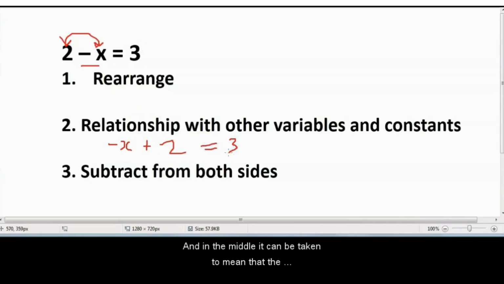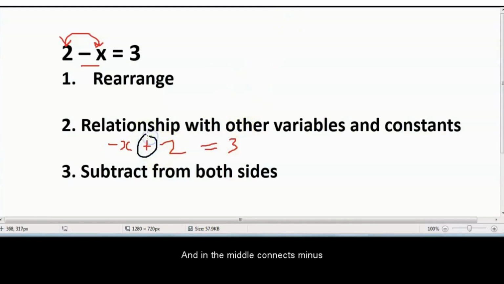The positive sign in the middle can be taken to mean that the addition operation connects minus x and plus 2. So the opposite of addition is subtraction. So we subtract 2 from both sides. That's how we're going to remove 2 from this side of the equation.